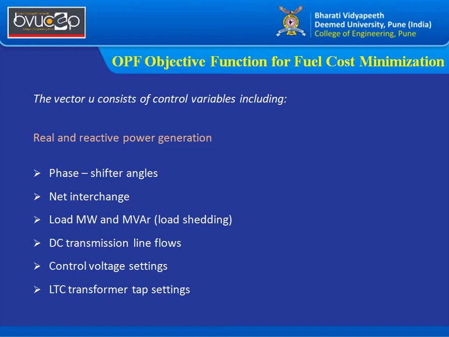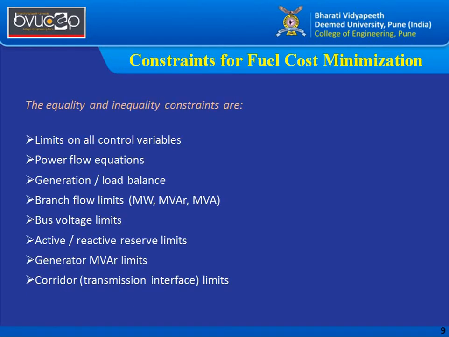DC transmission line flows, this we have covered in the previous lecture. Control voltage settings and load tap changing, transformer tap settings are important for controlling the minimization of the fuel cost that we are going to require. So these are the certain equality and inequality constraints that we are considering for fuel cost minimization. Please note that these constraints can be applicable for any other objective function also. So note that these equality and inequality constraints are going to be applicable for almost all the objective functions that we are defining in the optimum power flow problem.